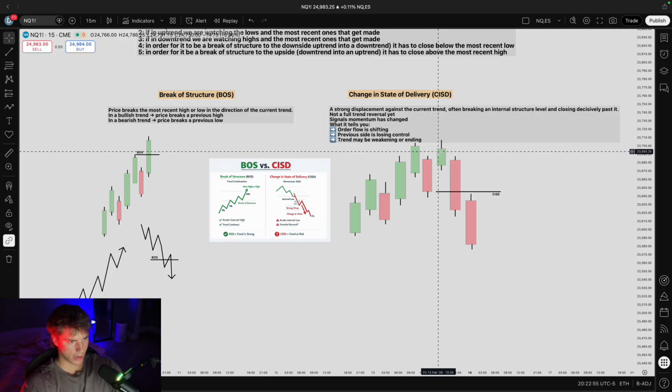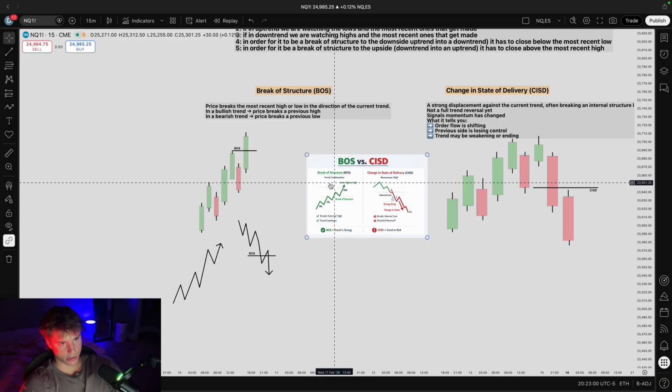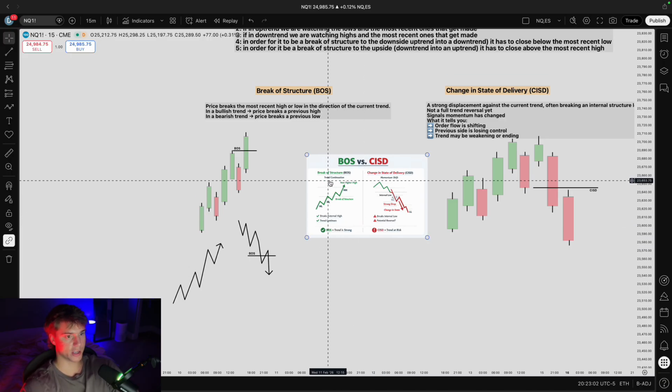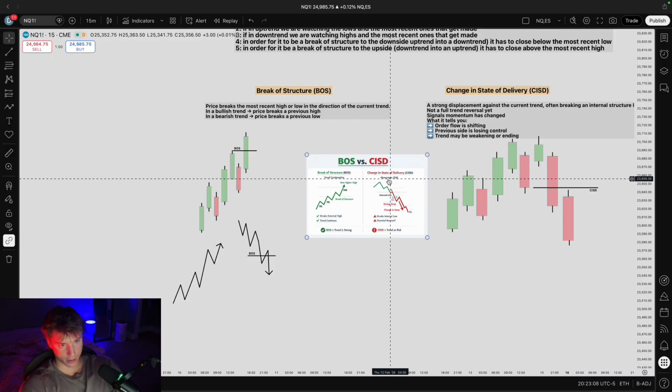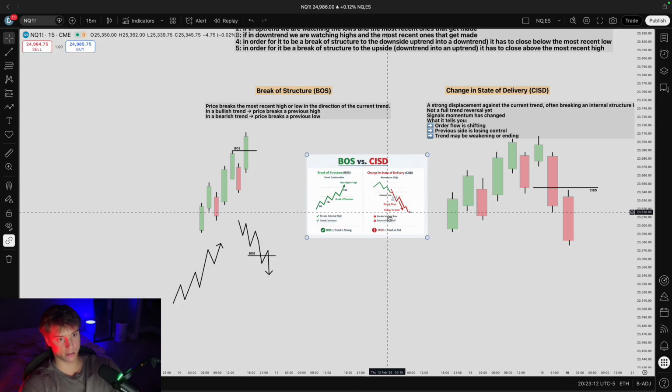And this is a little diagram kind of showing the difference. So you can see break of structure, it's going to be a trend continuation, a new higher high. Change in state of delivery is a momentum shift. Strong drop, change in state, potential break, potential reversal.